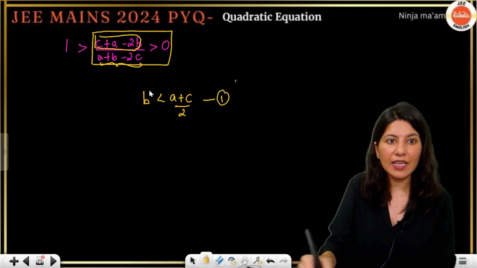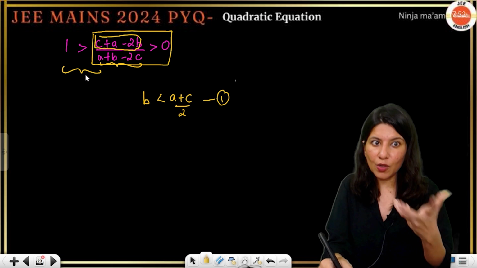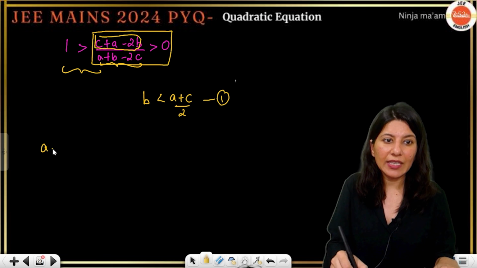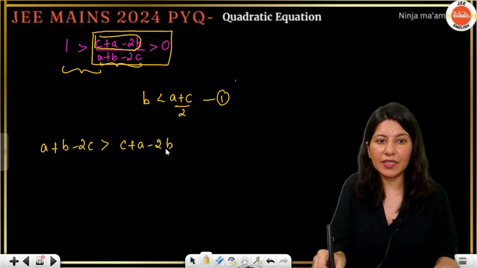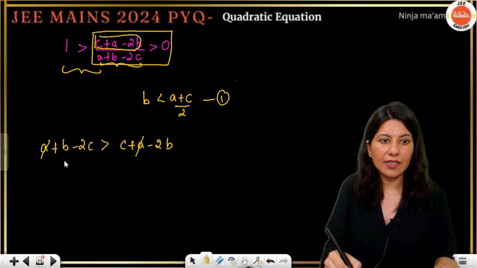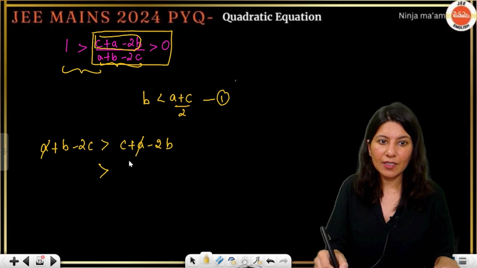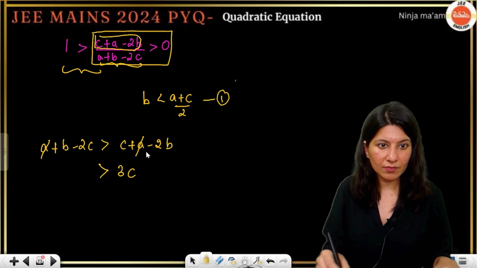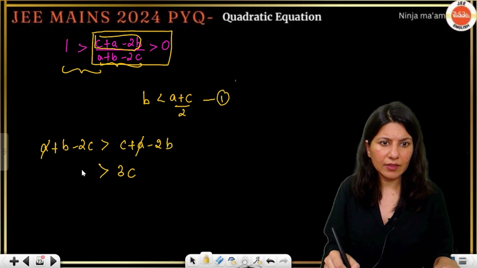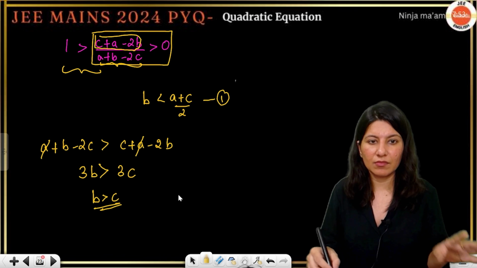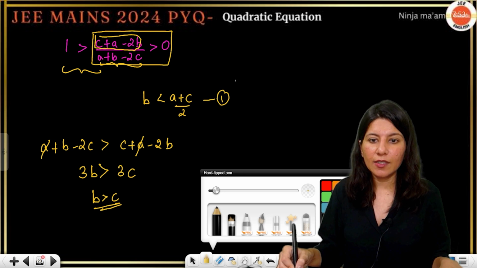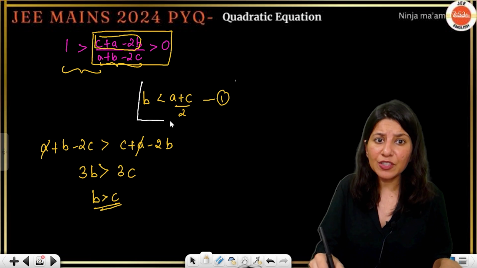That is the first thing. And if you solve the left hand side inequality, then A plus B minus 2C is greater than C plus A minus 2B. Correct? A cancels. Then it is going to become greater than, so 3C and 3B. B is greater than C. Okay. Oops. So this is not at all needed. We will talk only about this.